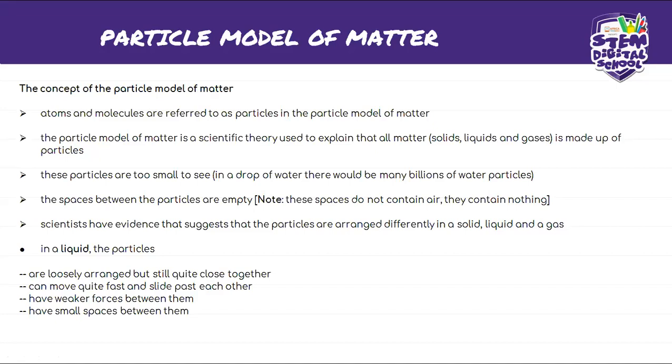Scientists have evidence that suggests that the particles are arranged differently in a solid, a liquid, and a gas. In a liquid, the particles are loosely arranged, but still quite close together. The particles can move quite fast and slide past each other. They have weaker forces between them, and small spaces between them. At least you should know these properties regarding the particles of a liquid. If you can know all of them, it will be better.